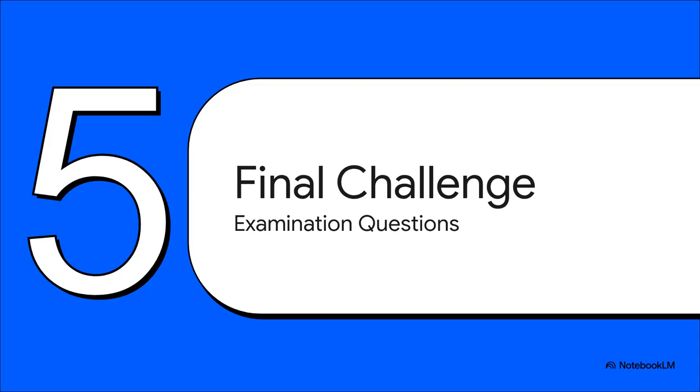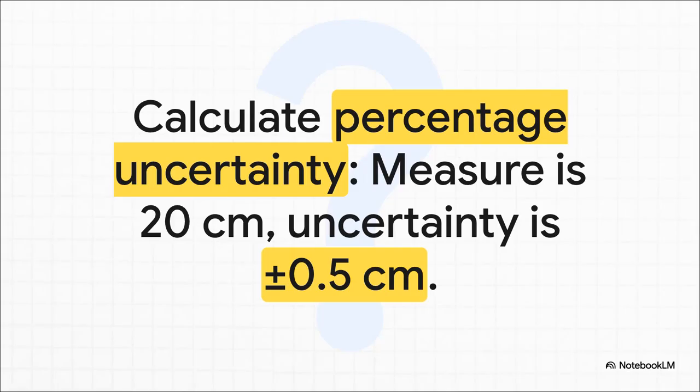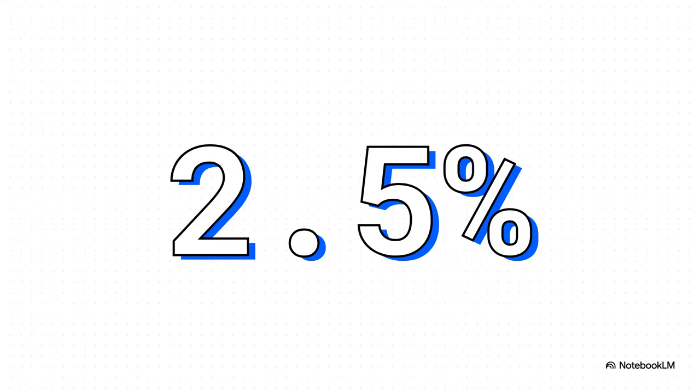All right, you've been doing great. You've learned the concepts, you've walked through the practice problems. Let's wrap things up with a quick final challenge, a typical exam-style question, just to make sure all this knowledge is locked in. Here it is, nice and clean. You've measured something to be 20 centimeters, and you know the absolute uncertainty is plus or minus half a centimeter. The question is simple. What's the percentage uncertainty? And the answer is 2.5%. The calculation is just the absolute uncertainty, 0.5, divided by the measurement itself, 20. Then you multiply that by 100 to turn it into a percentage.